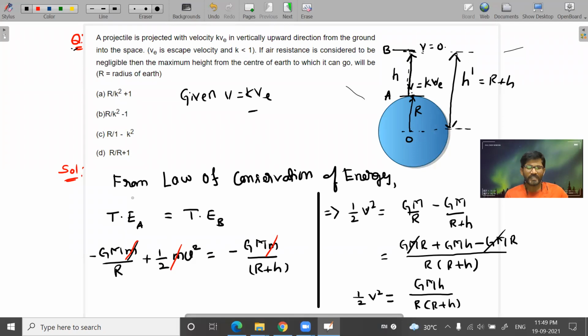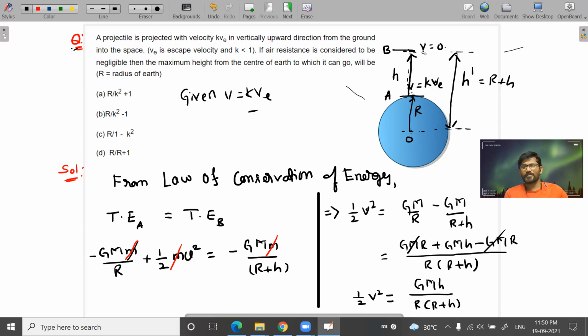Now you can understand the scenario by using this diagram. We have the center of Earth, O, and this is the radius of Earth. The surface of Earth or ground, take it as point A, and from here you project your body vertically upward. It will go to a maximum height h and it stops. Stops means the final velocity will be 0. So at point B it stops, and of course it will return back.